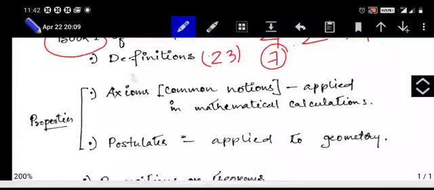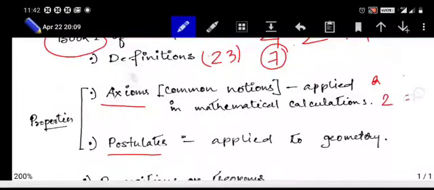In properties there are again two types, axioms and postulates. What is an axiom? An axiom is a property which we apply only in mathematical calculation. Later we will discuss it. Let's say, for example, if 2 is equal to 2, and we add 3 to both sides, the same thing is added to both sides and the answer will come out the same.